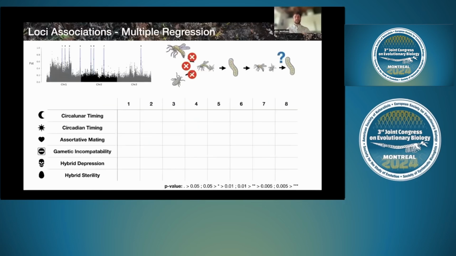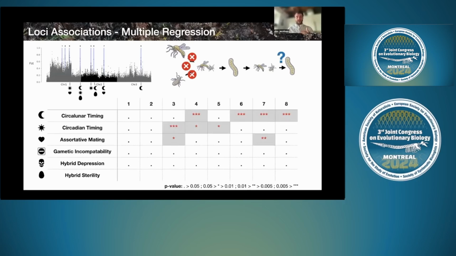We did this using multiple regression, skipping over a lot of the statistics here. Basically, for our different barriers, the circalunar timing would be the day of the month that they emerge, the circadian timing is the time of the day that they emerge, and the assortative mating is what we saw in the lab. We find several loci associated with each. Then for the gametic incompatibility and the hybrid depression, like in the lab, we didn't see anything in the field couples either.